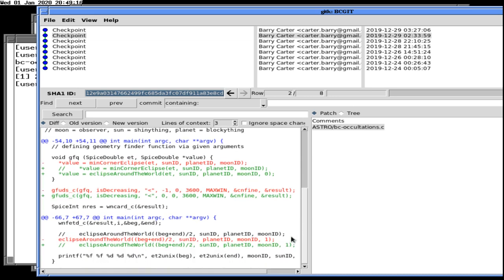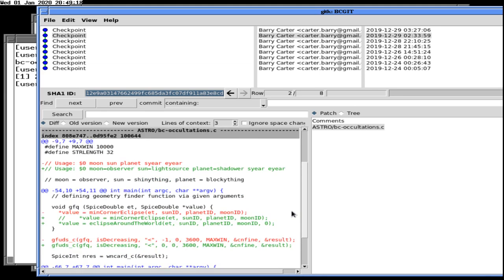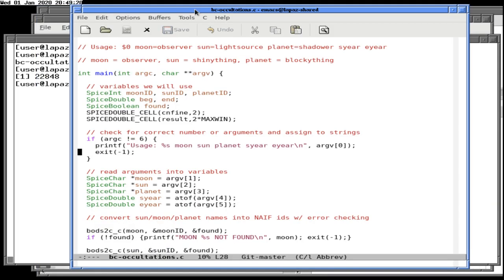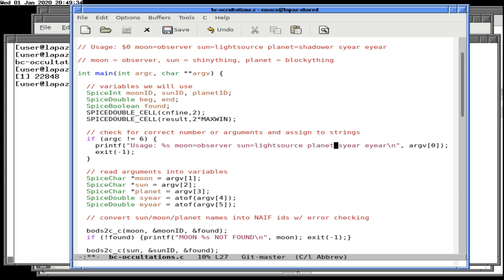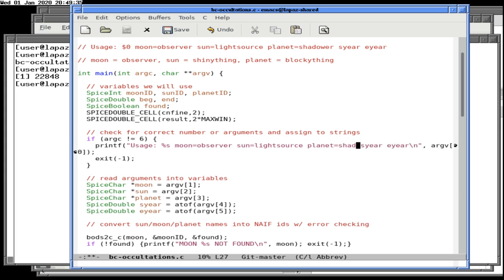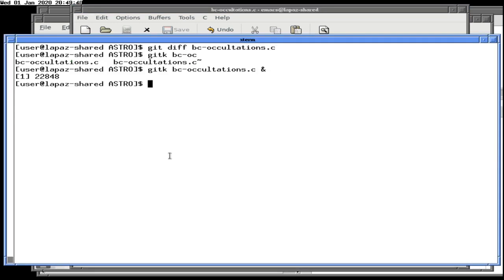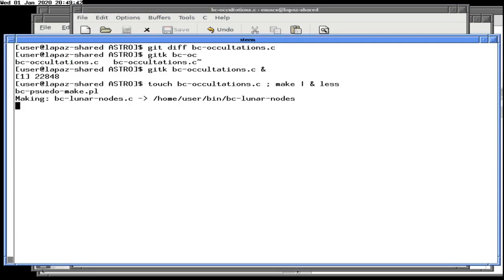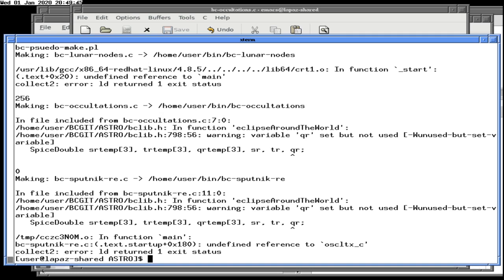If there's too few arguments. All right, let me see if that's what I did by mistake. Yes, it is. So what I need to do here is I just need to say moon equals observer, sun equals light source, planet equals shadower. That's really kind of an ugly error on my part there. And there's really no reason to remake this, but because I kind of know what I'm... Whoa. No, sorry, that's something else.